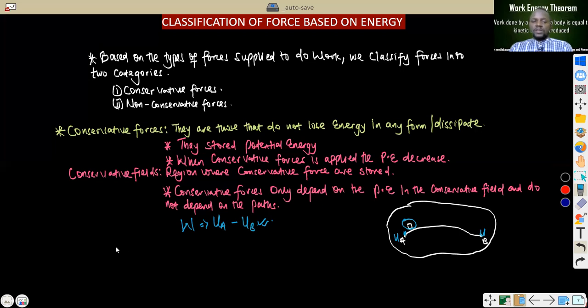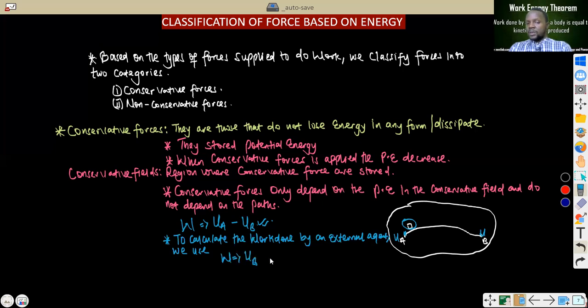But note, another important thing you can take note of is that to calculate the work done by an external agent in a conservative field, we use UB minus UA. Now, the question is, why is it UB minus UA?